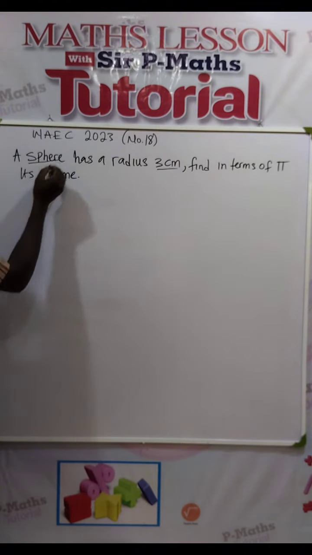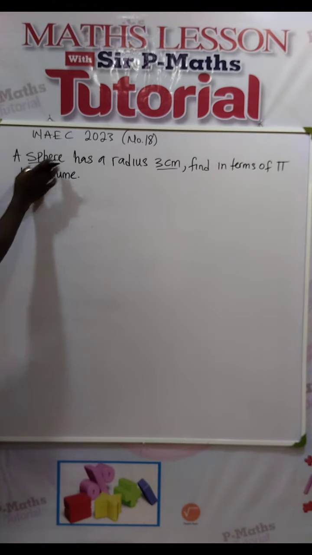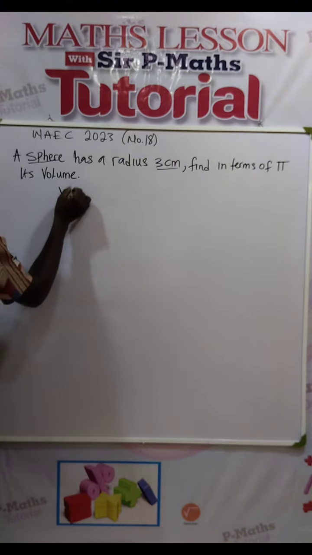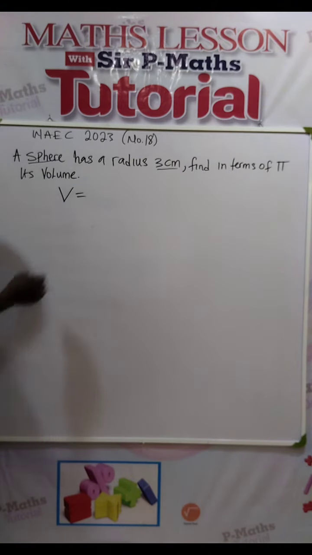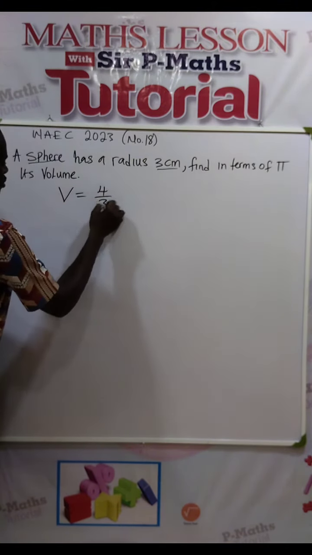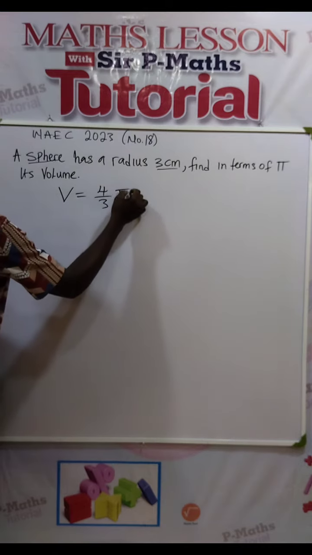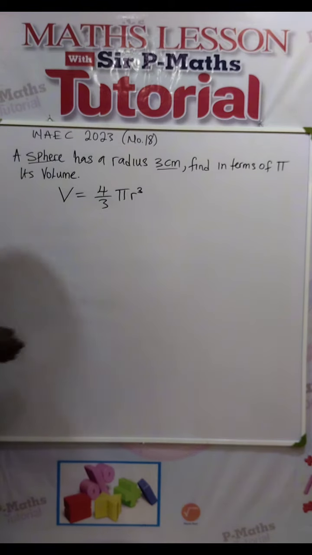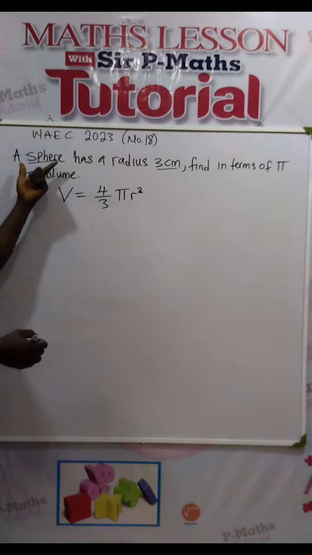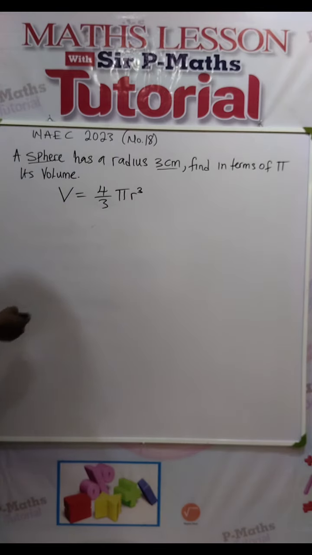So the first thing we do is to write the formula for the volume of a sphere. And the formula for the volume of a sphere is 4 over 3 pi r cubed. This is the formula we use to solve the volume of a sphere all the time.